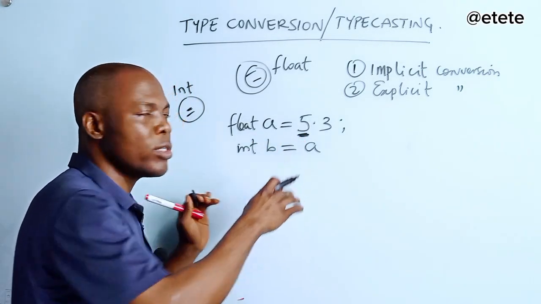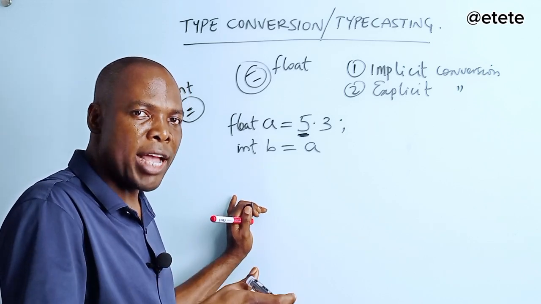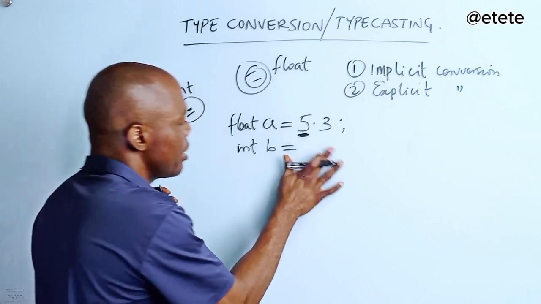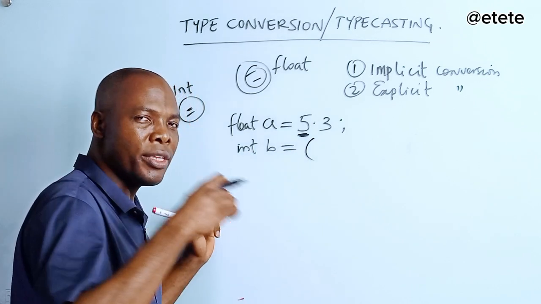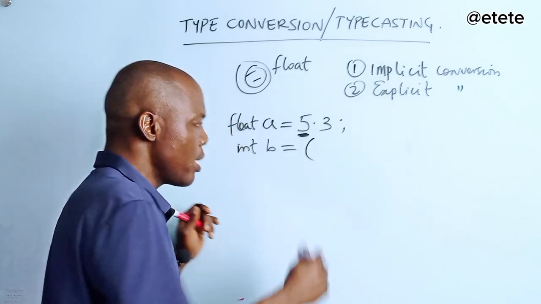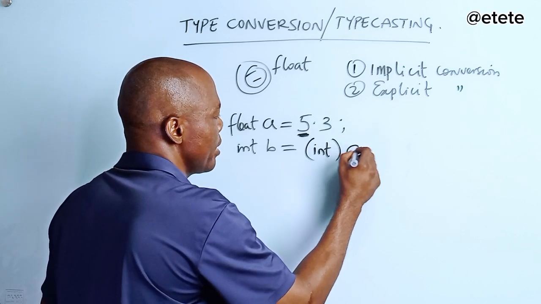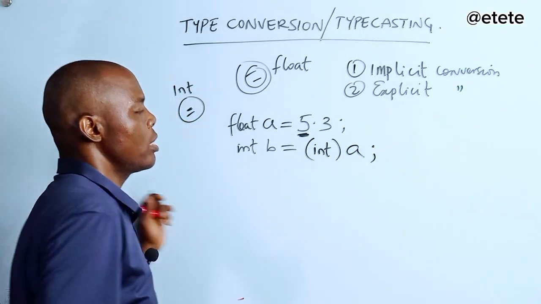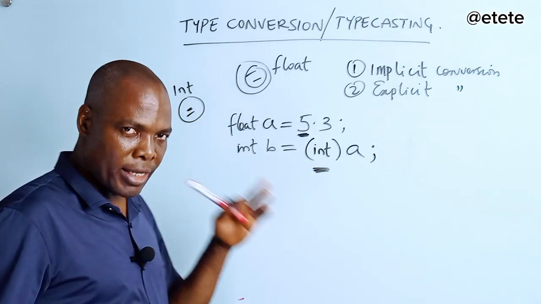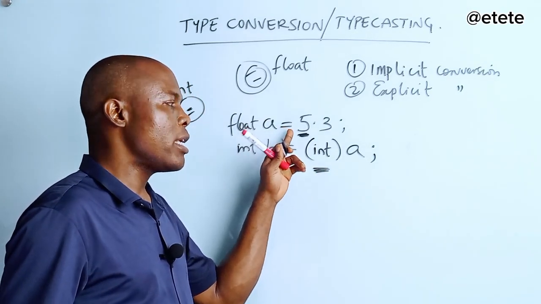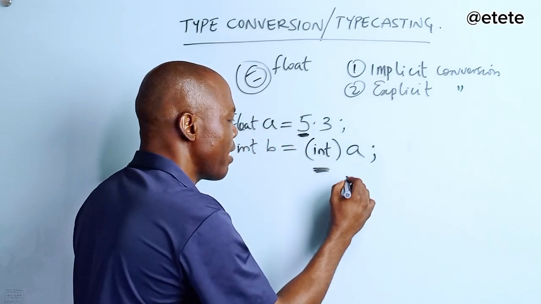So for you to do that, you will use what we call typecasting. You have to use the typecast operator. And how would that work? On this side, I am going to put the RAM that I want to move to. I have to put it inside parentheses like this. Then I will say a. So this is a typecast operator, stating that I want this a to be converted to an integer. And at that point, it will give me 5.